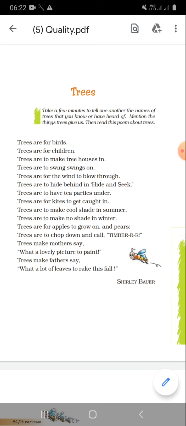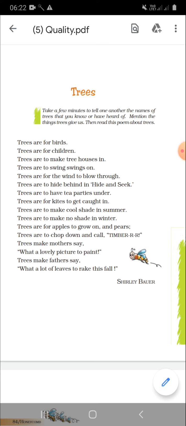Trees are to make no shade in winter, when all the sunlight you can get is what you need during the winter. Trees allow for the same. By their leaves falling down, they stop giving shade in the winter, giving you the sunlight you so desperately need in that chilling cold. Trees are for apples to grow on and pears. Trees give us fruits, like I said earlier, with the wind example. And who doesn't love eating freshly picked fruits, be it an apple or a pear?